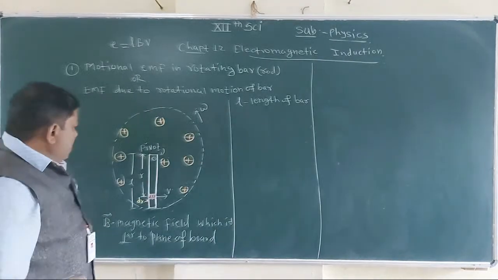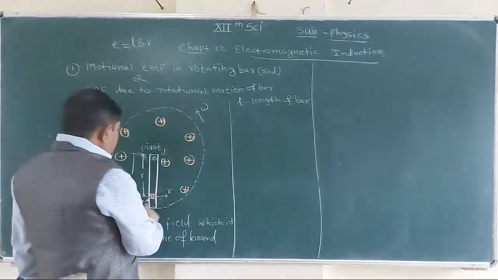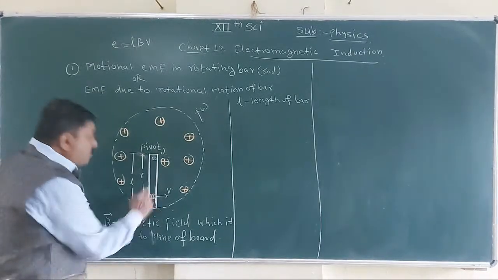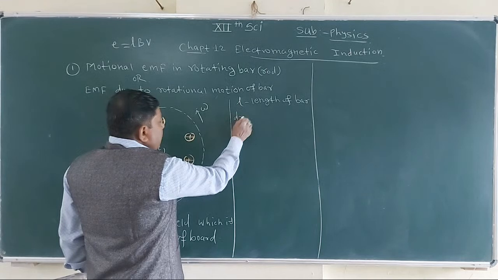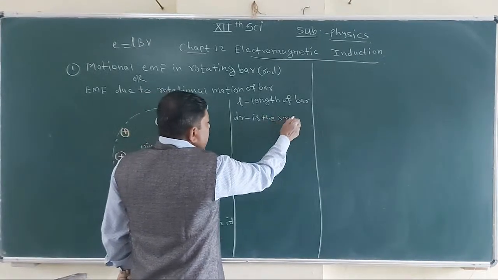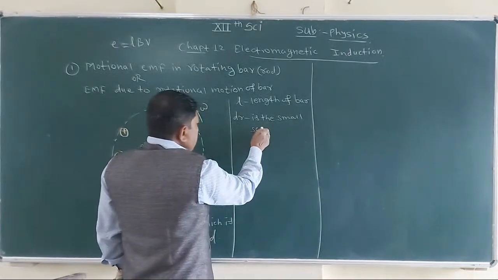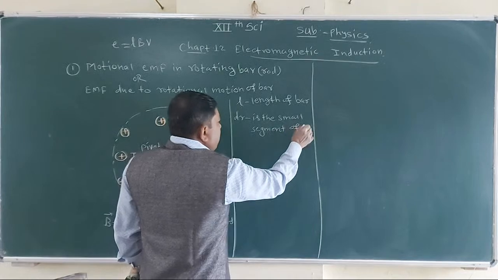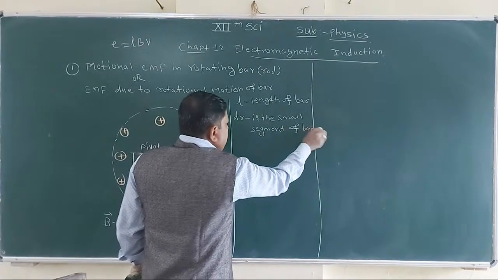Now dr is the small segment of the rod, or we say of the bar.